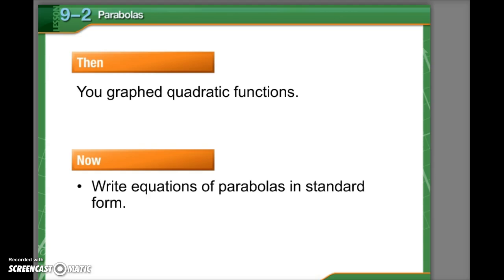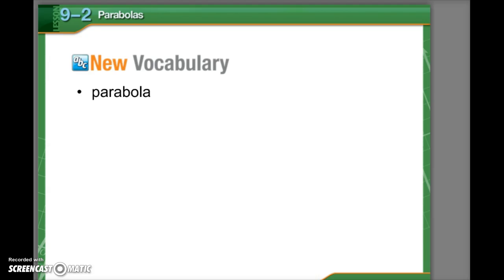So we've already learned how to graph quadratic functions. What we're going to do in this lesson is we're going to write equations of parabolas in standard form, and we're going to be graphing parabolas. Here's some new vocabulary terms.